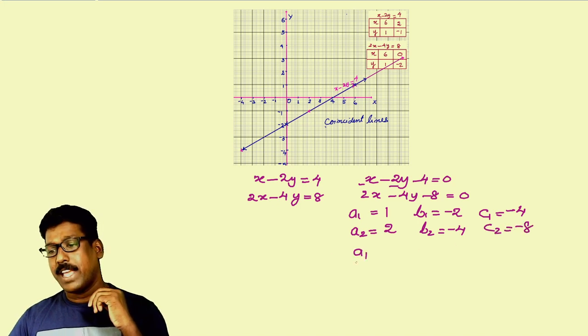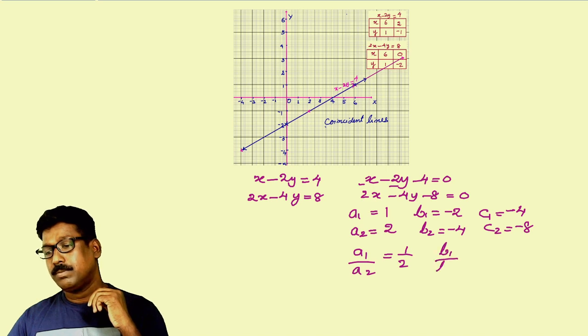Now, what is a1 by a2? Which is equal to 1 by 2. What is b1 by b2? Which is equal to negative 2 by negative 4. Again, it is 1 by 2. What is c1 by c2? Which is negative 4 by negative 8. Still, it is 1 by 2.